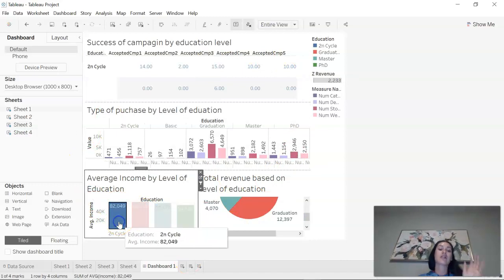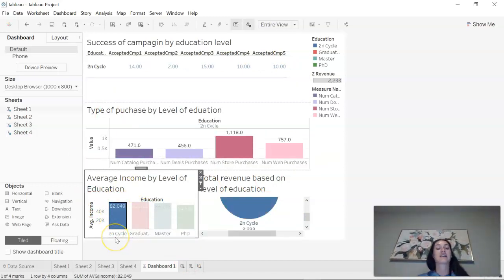So really getting into it, here is our interactive dashboard showing those different sheets we just went over. I wanted to start off by clicking on the second cycle of education here, at $82,000 in income for them. I think it's important to show this first because it's interesting that they have the most income, yet they're not generating a lot of revenue.